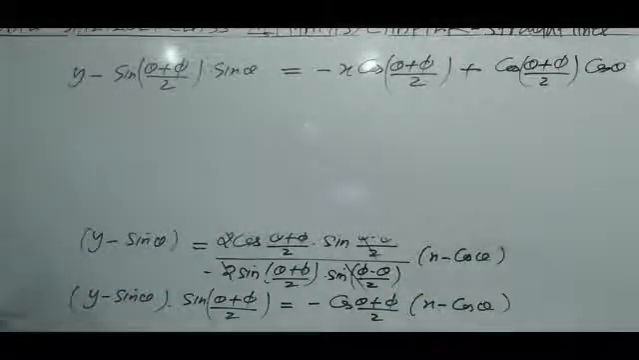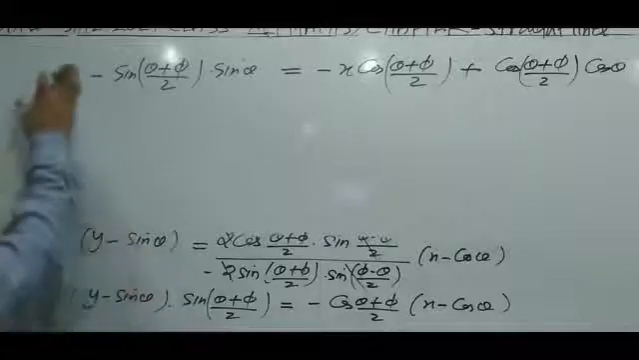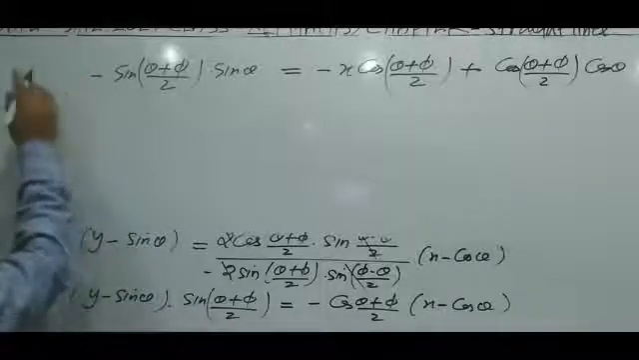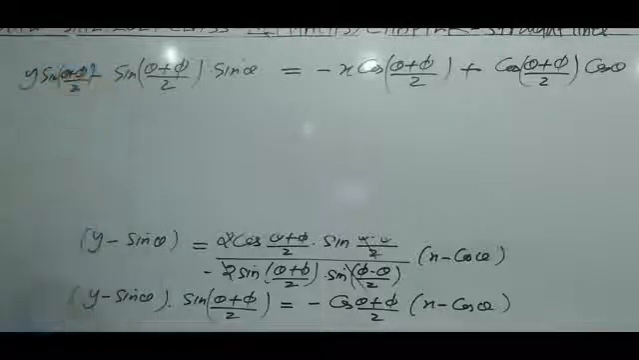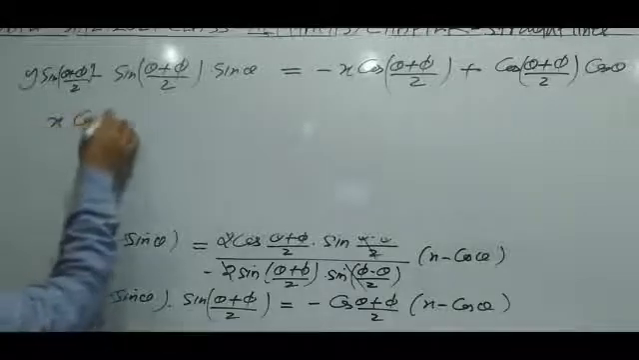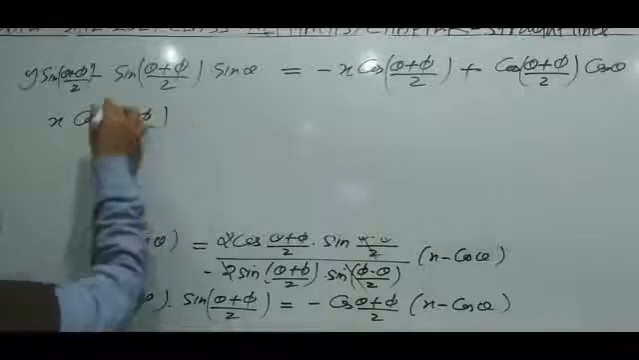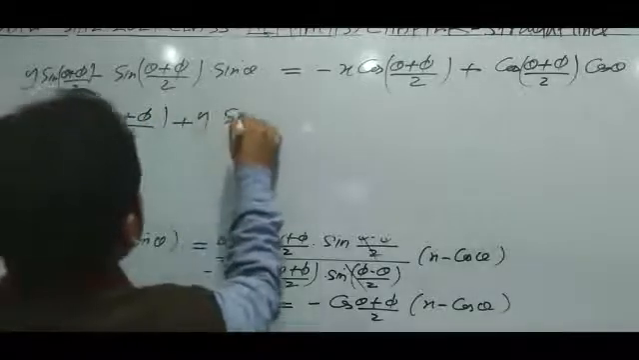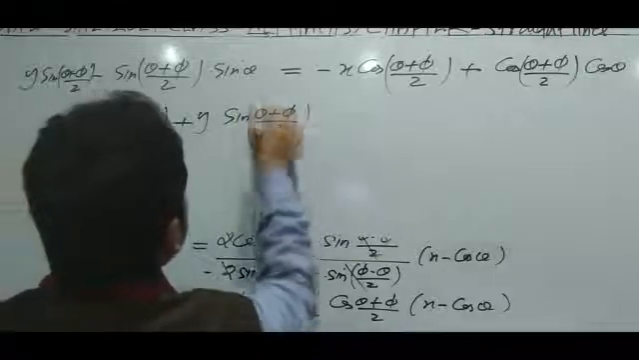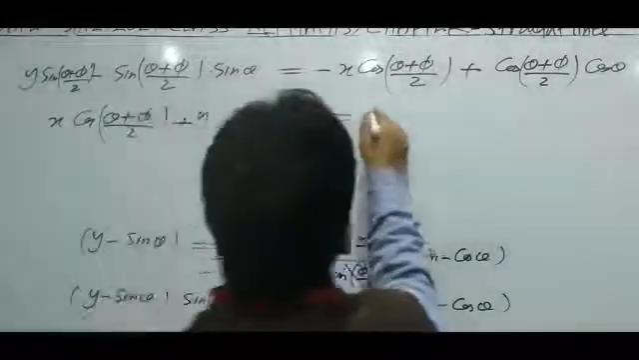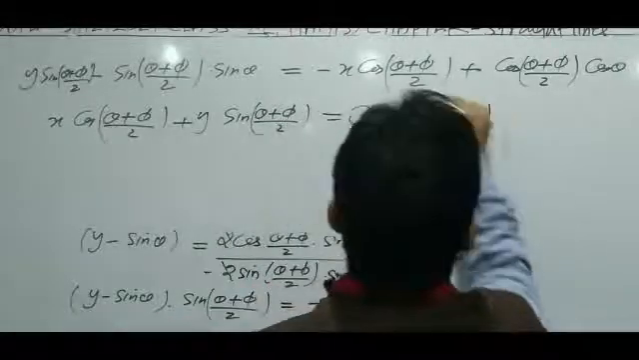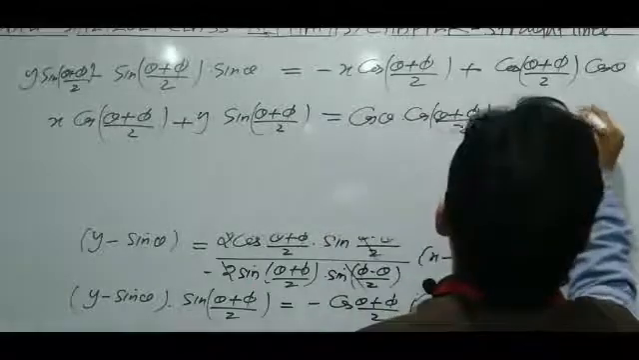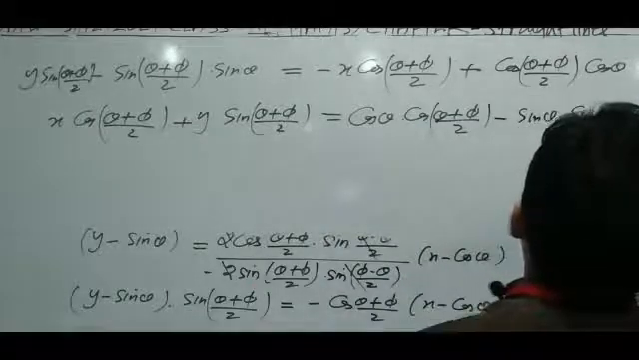So this result will be y times sin theta plus y times sin of (theta plus phi by 2). Now the result will be x times cos of (theta plus phi by 2) plus y times sin of (theta plus phi by 2) is equal to, this is cos theta, cos of (theta plus phi by 2) minus sin theta, sin of (theta plus phi by 2).